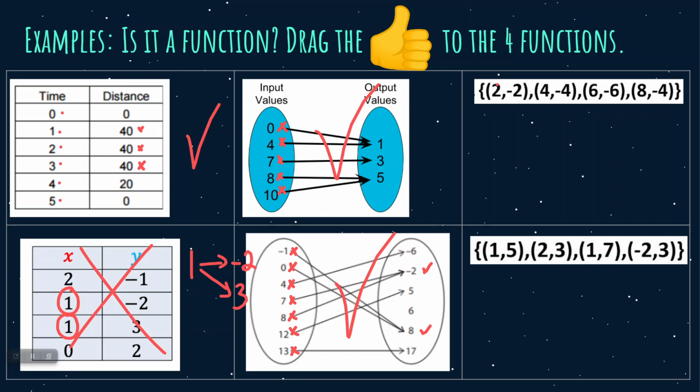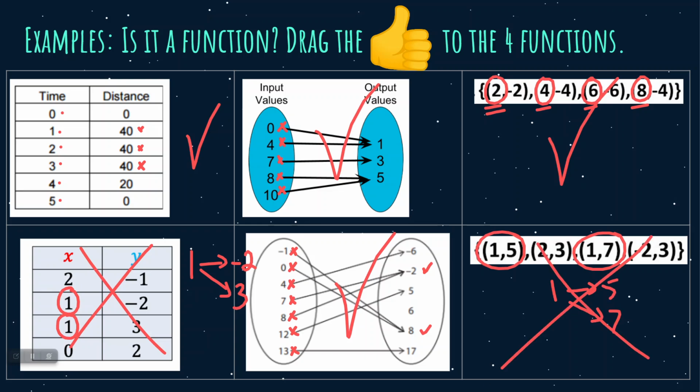In the top right one, I'm looking at each of my x coordinates. 2, 4, 6, 8. Those are all different. I really don't even have to look at the y values. I see 2, 4, 6, 8, all different x values. That is a function. On the last one, I see these 2 points, 1, 5 and 1, 7. 1 can't go to 5 and go to the 7 at the same time. That is not a function. That's not following the rule at all.